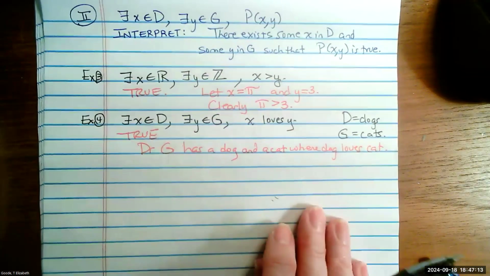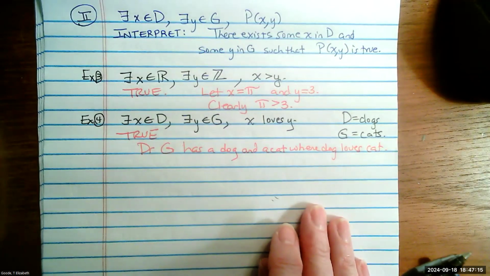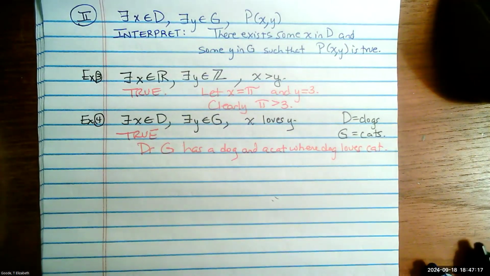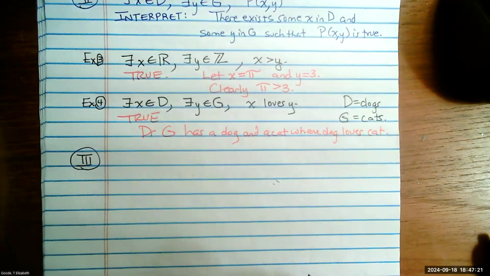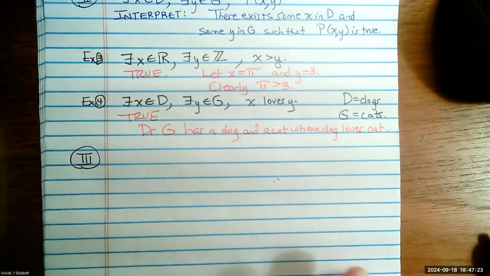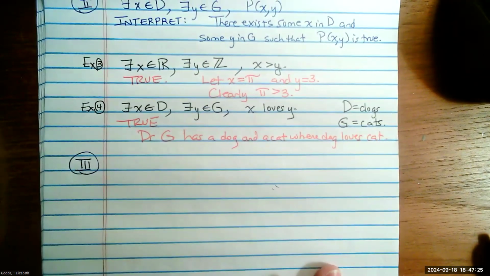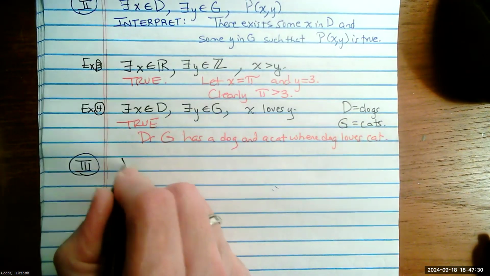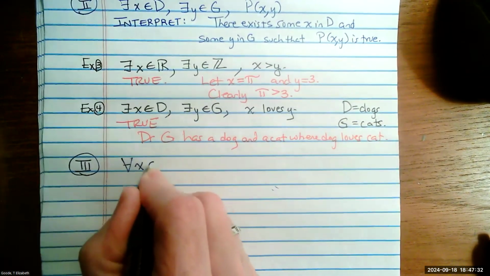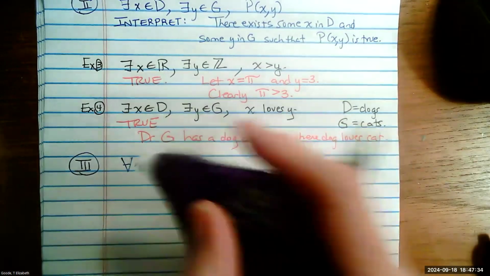So just a couple of simple examples, one with numbers and one with dogs and cats. Now let's get to the meat of it. Let's get to the stuff that's a little more interesting. What if we have a for all followed by a there exists? Here we go. The form is for all x in D.